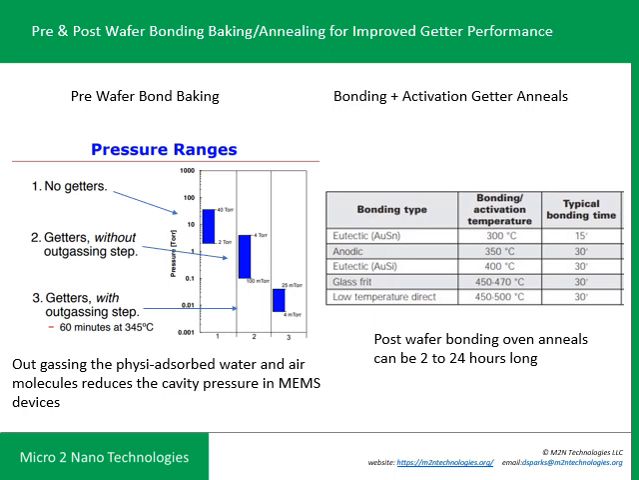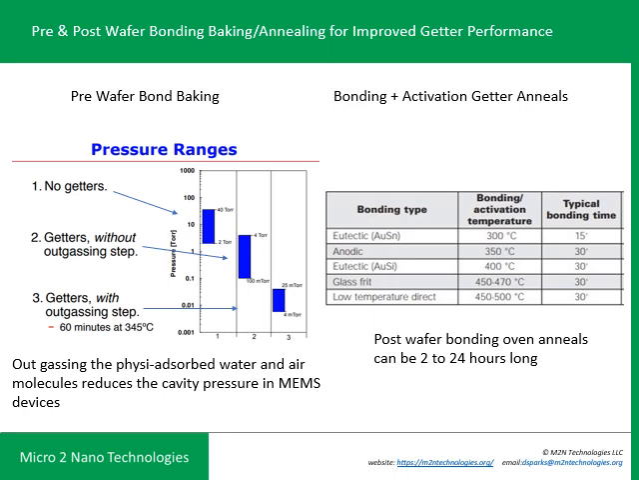Now, this is some work from a friend of mine that looked at a getter. I founded a company called Nano Getters, and he was evaluating these commercially. He looked at pressure ranges that he got without getters, with just getters at bonding, and then with an outgassing step prior to the bonding step. He was able to progressively push down the pressure of the microcavities using different manufacturing techniques.